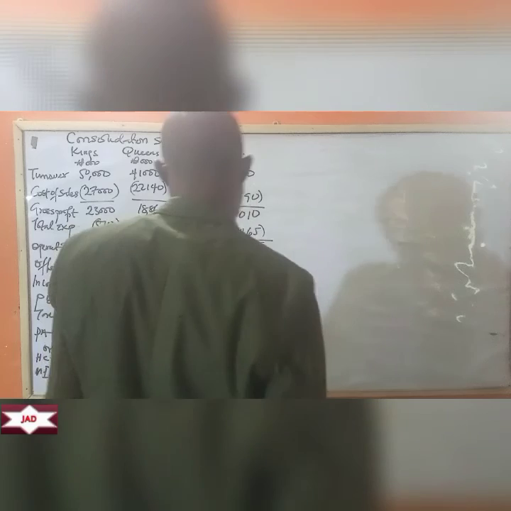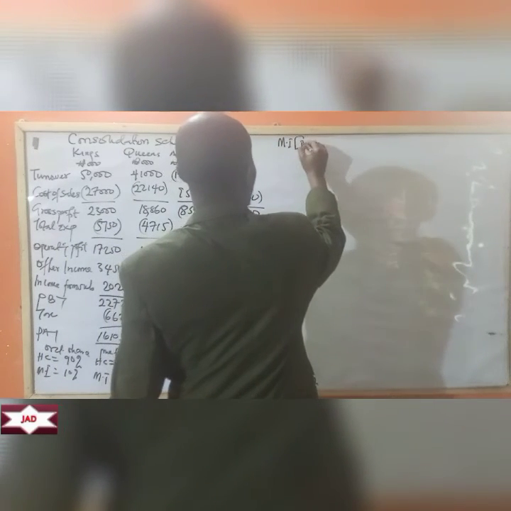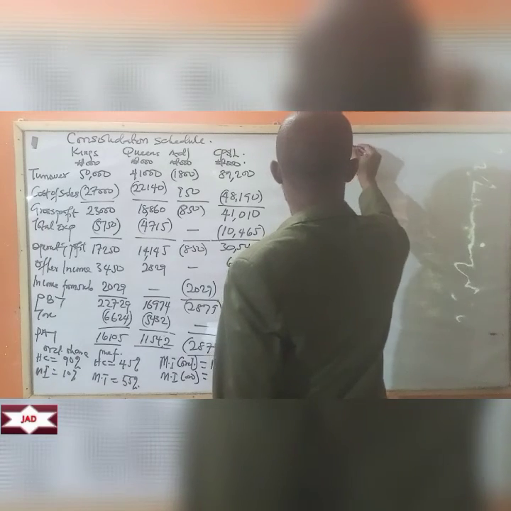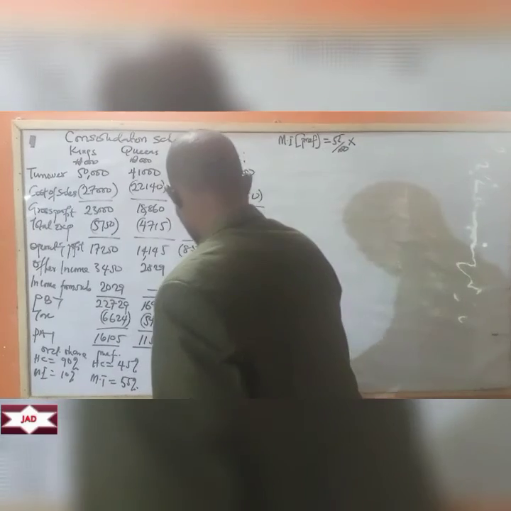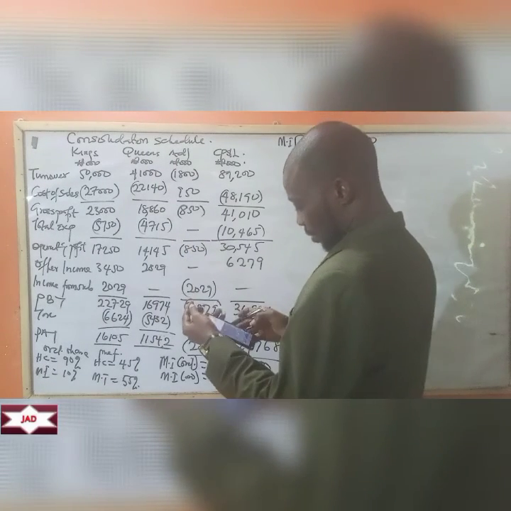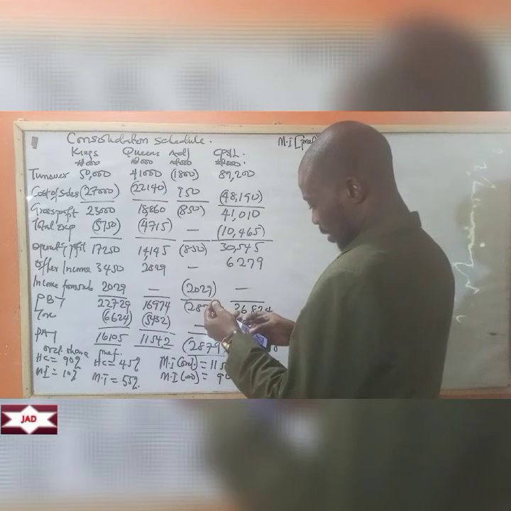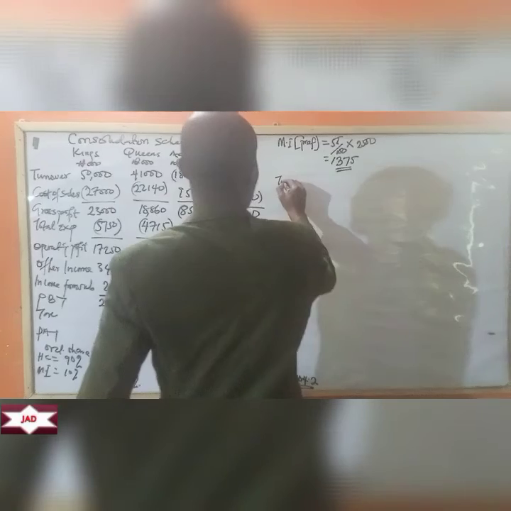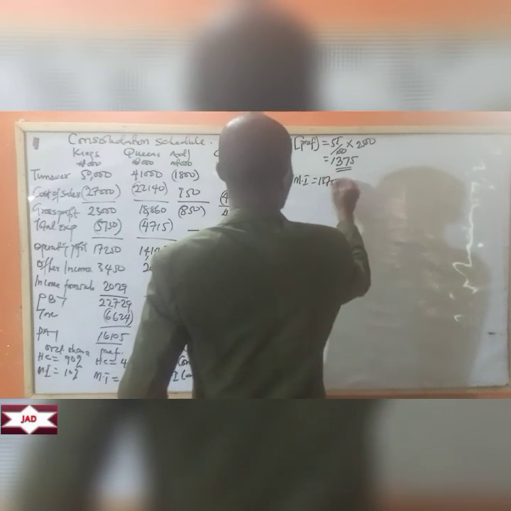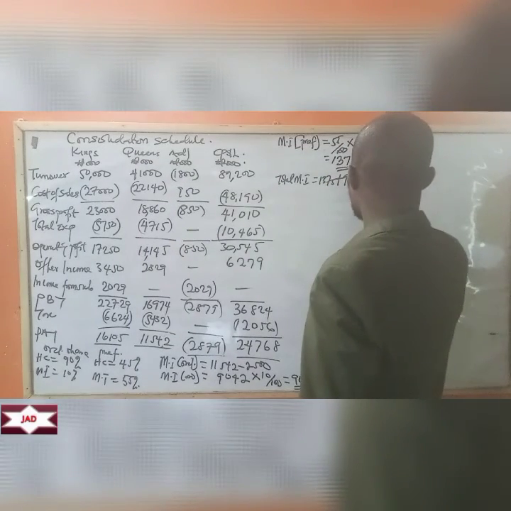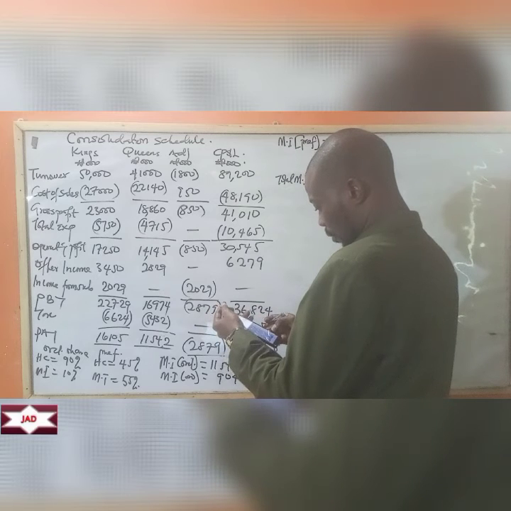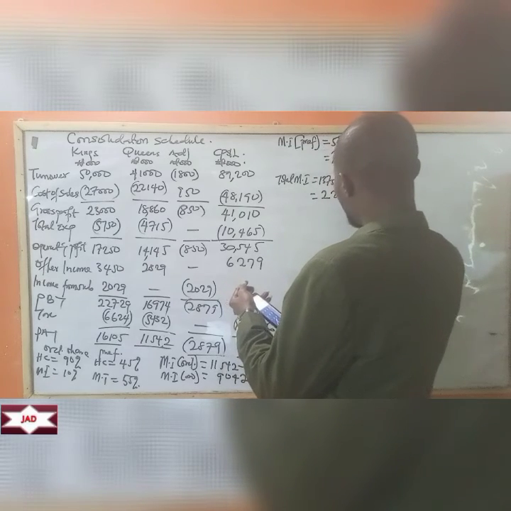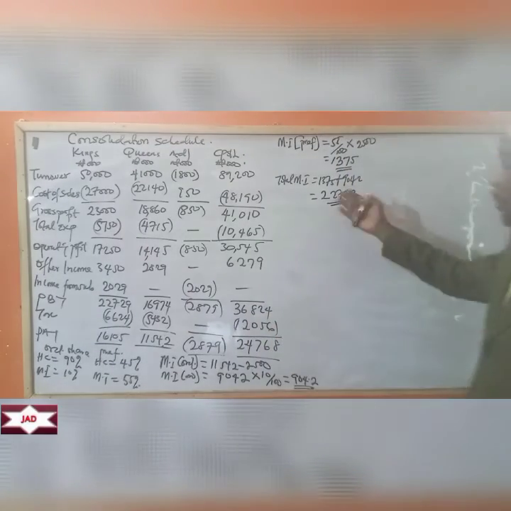Okay. So what do we have now? Minority interest, preference share. That will be what? 55% times what is the preference dividend? 2,500. So what do we have now? 0.55 times 2,500. So this is 1,375. So total minority interest will be 1,375 plus 904.2. This is 2279.2. Okay, so that's what we've done here.